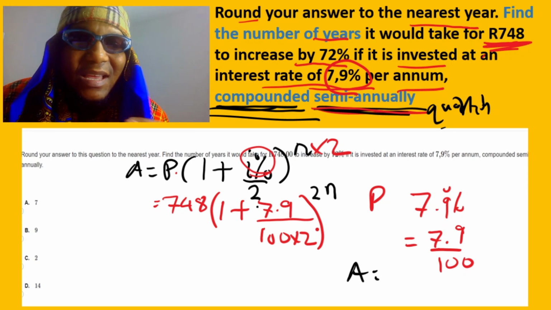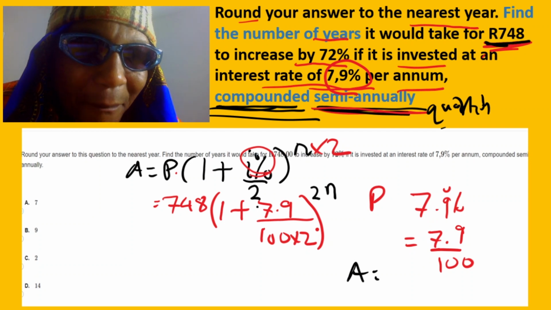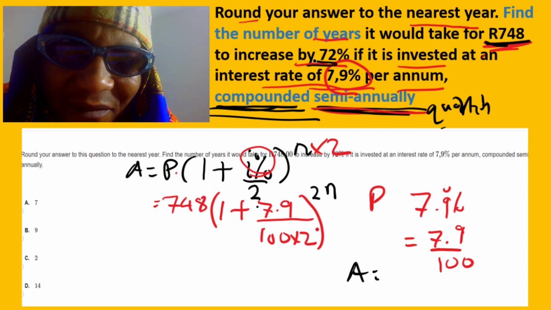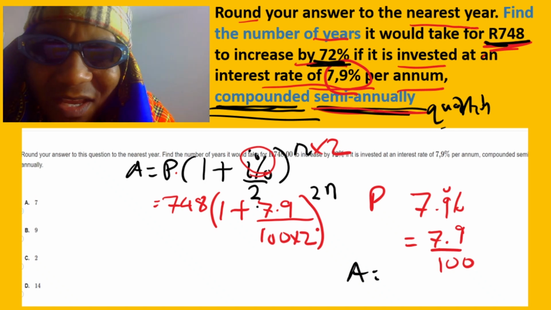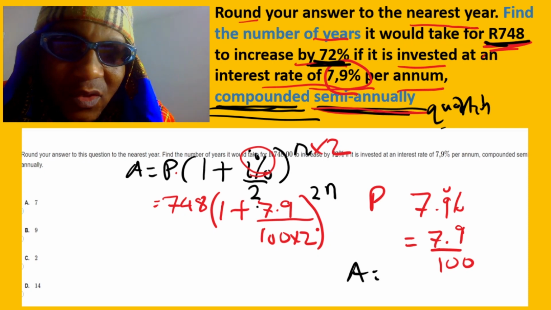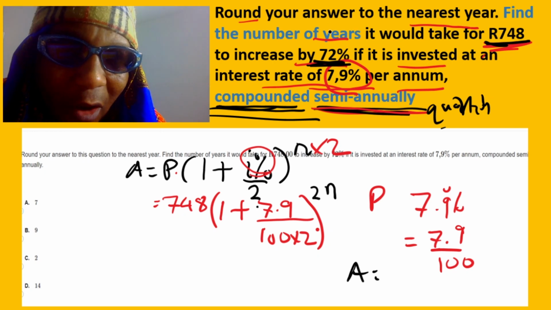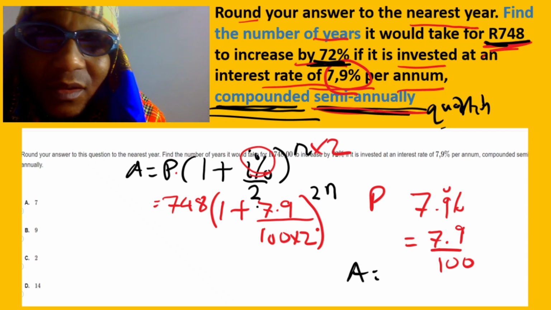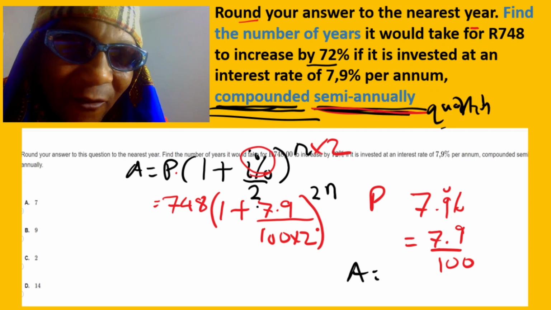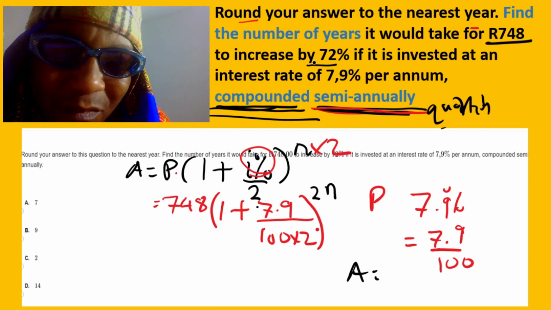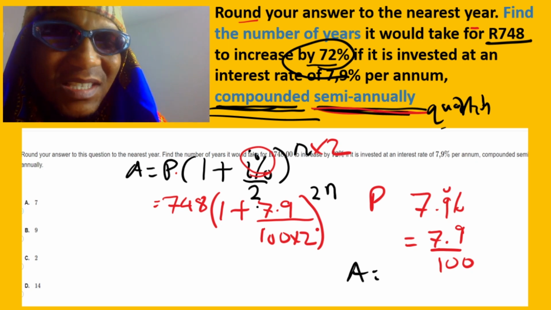But for this case, they have told you that you invest this amount, but that amount is going to increase by 72%. Oh, so now I can work it out there. They say, how many years will it take for this amount to increase by 72%? Okay, let's find that amount. First, let me find that 72%.